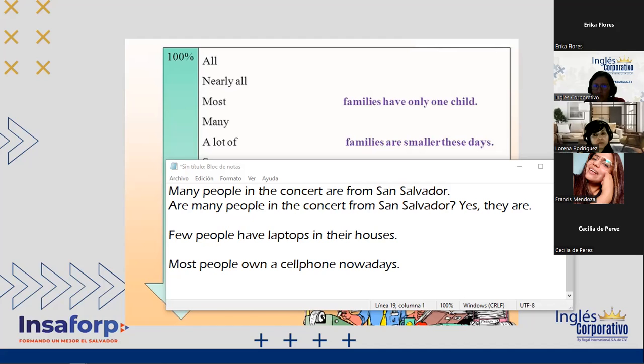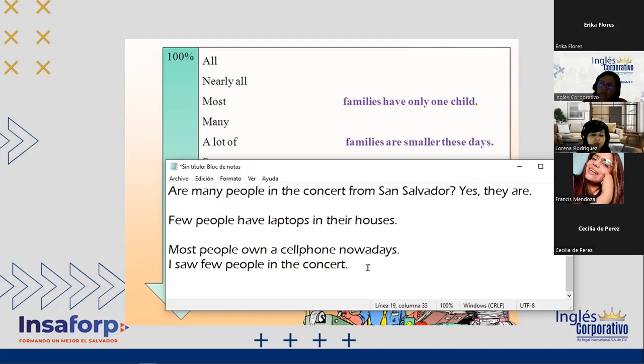Permítame. Dígame, Erika. Teacher, is correct to say I saw few people in the concert? I saw few people in the concert. Sí, está bien. Solo que aquí el uso es solamente con few, ¿verdad? Pero no lo estamos usando como cuantificador de forma general. Ah, ok. Pero sí, aquí, por ejemplo, esta oración está perfecta cuando yo estoy hablando de contables e incontables, right?